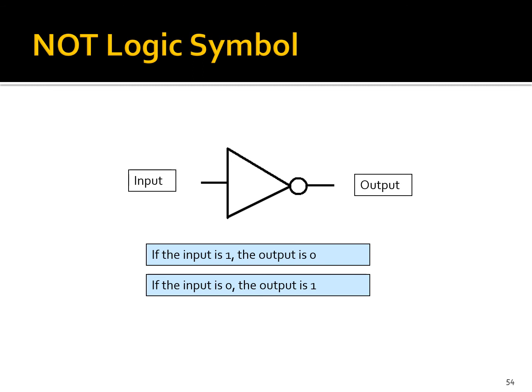So here is the symbol. It looks like a little triangle with a circle at the pointy end. I have my input, I have my output. So if the input is 1, the output is 0. If the input is 0, the output is 1.